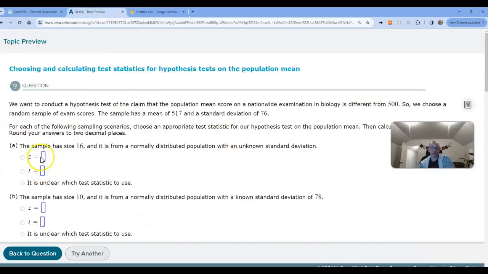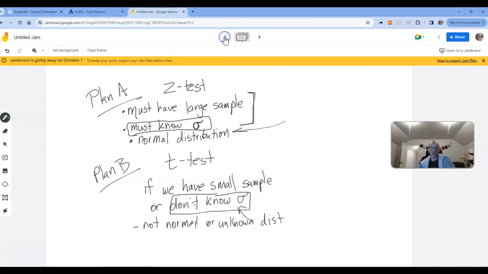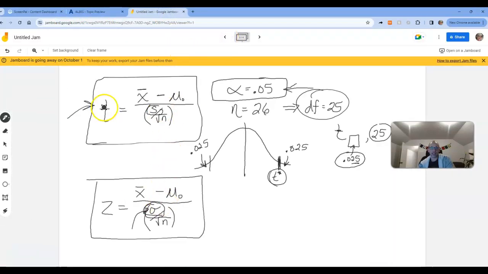And then for this type of thing where you do have to calculate a number, remember that the formula itself is essentially the same, whether you do a T or a Z. The only difference is in the standard deviation. So a Z is going to have the sigma, and a T is going to have the sample standard deviation.